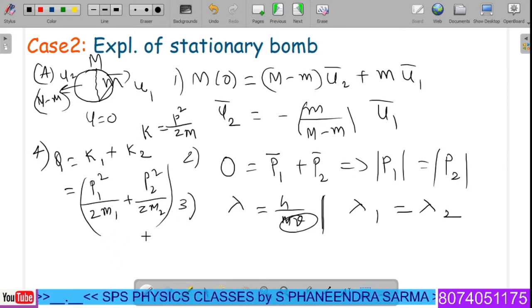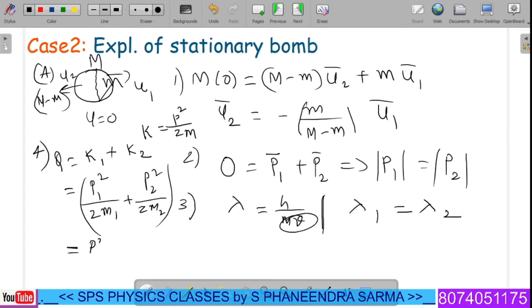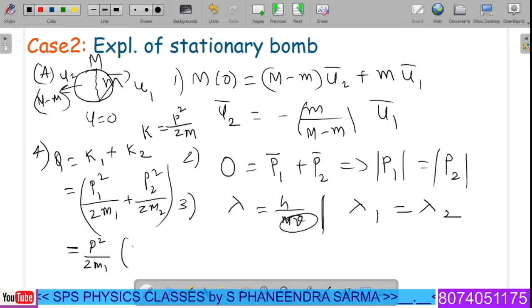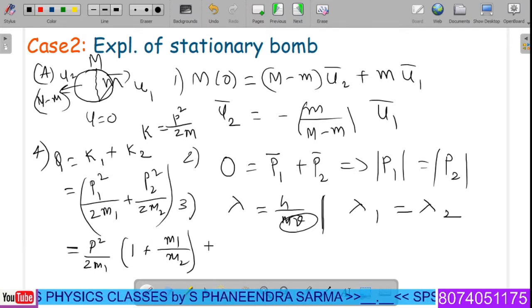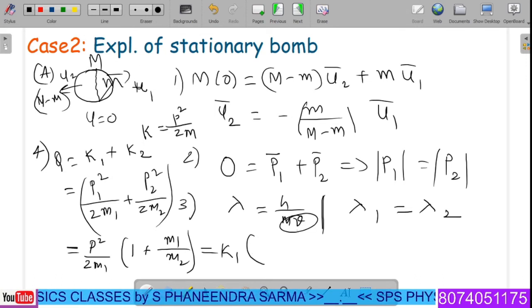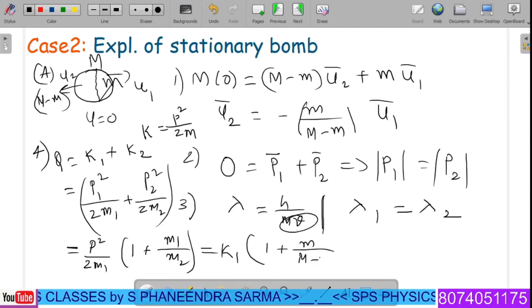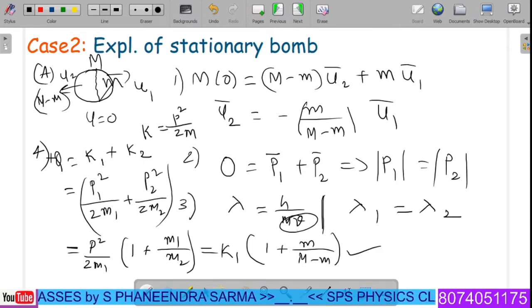Now, as the linear momentums are the same, you can write down simply P square by 2m1 as common, then 1 plus m1 by m2. What do you mean by m2? m2 is capital M minus m. So this entire thing is called kinetic energy of the first object. Therefore, if kinetic energy of the smallest portion is given, then K1 you have to take 1 plus small m by M minus m. By using this formula, one can determine the Q of the reaction.